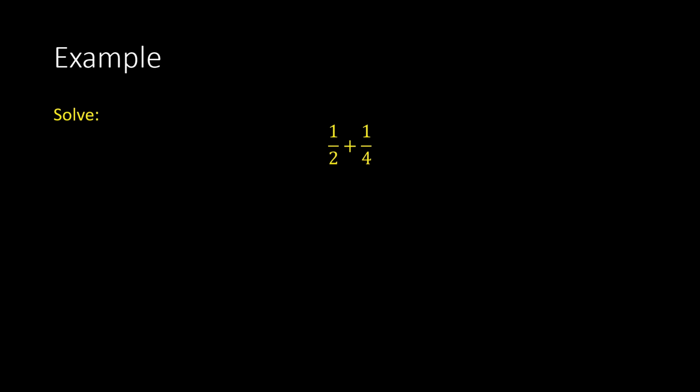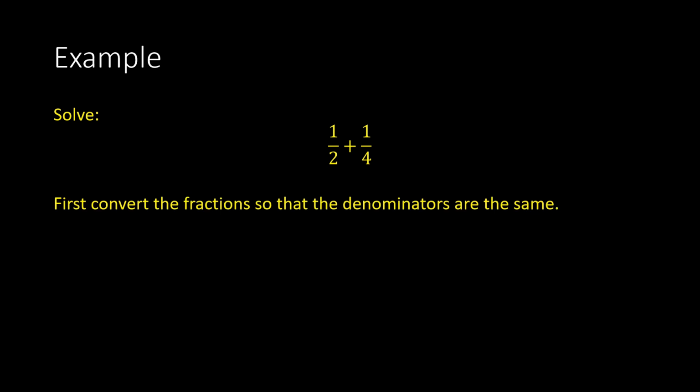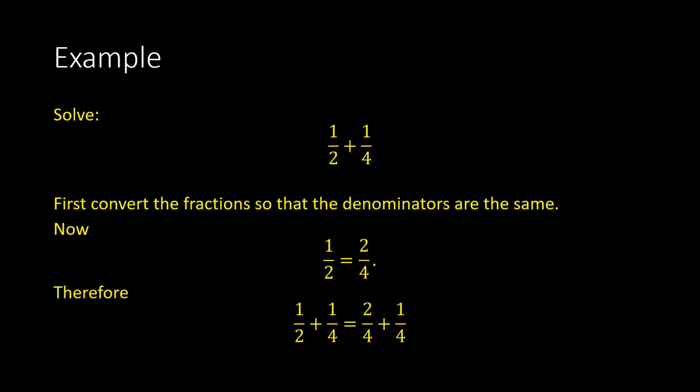How would we solve 1 out of 2 plus 1 out of 4 without diagrams, or a half plus a quarter? First, convert the fractions so the denominators are the same. Here we only need to consider 1 out of 2, as this can easily be converted to have the same denominator as 1 out of 4. Multiply the numerator and denominator by the same number 2 to give 1 out of 2 equals 2 out of 4. Therefore, a half plus a quarter equals 2 out of 4 plus 1 out of 4, as shown. Finally, add the numerators to give 3 and leave the denominators alone to give 4. So we have 3 out of 4.